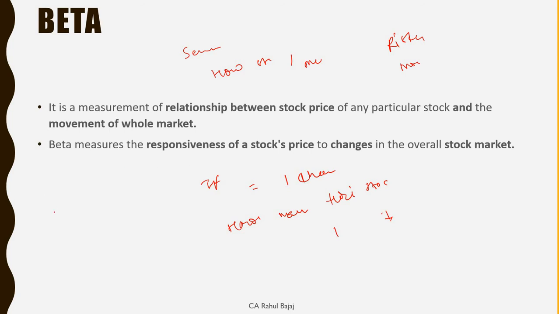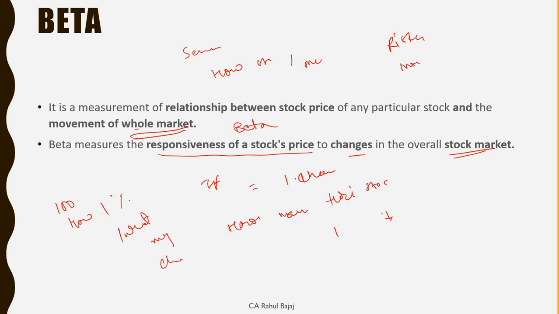Okay, so if the market increases by 100 points, then how will your stock respond to that? So we'll see the definition. It is a measurement of the relationship between the stock price of any particular stock and the movement of the whole market. Beta measures the responsiveness of stock price change to the overall market. So if there is a 1% change in the market, what percent will my stock change?